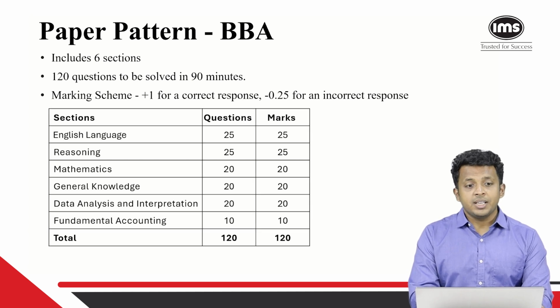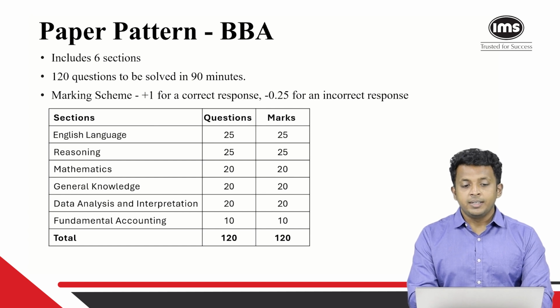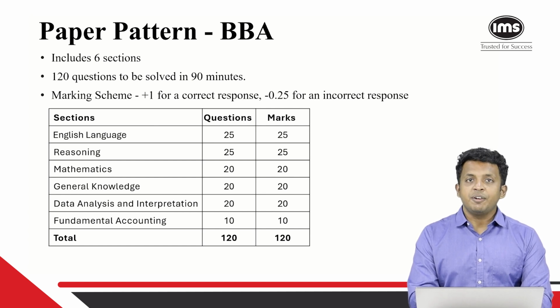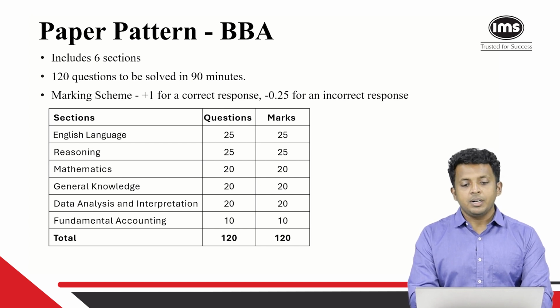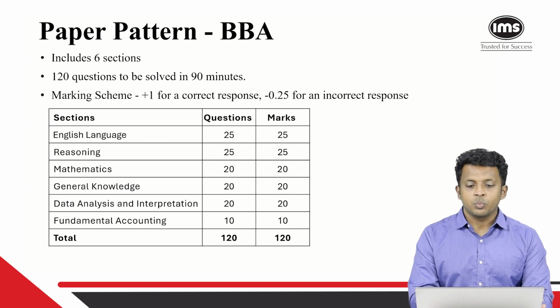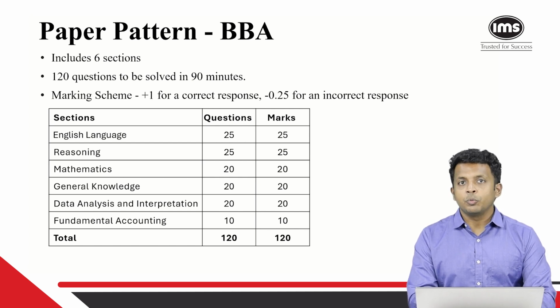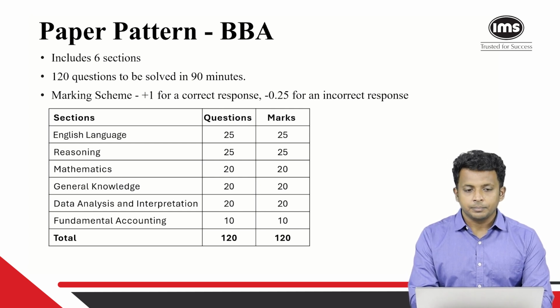The 6 sections are English language, reasoning, mathematics, general knowledge, data analysis and interpretation, and fundamental accounting. The English language and reasoning sections have 25 questions each. The mathematics, general knowledge, and data analysis and interpretation sections have 20 questions each. And the fundamental accounting section has 10 questions. That's 120 questions in all to be solved in 90 minutes.